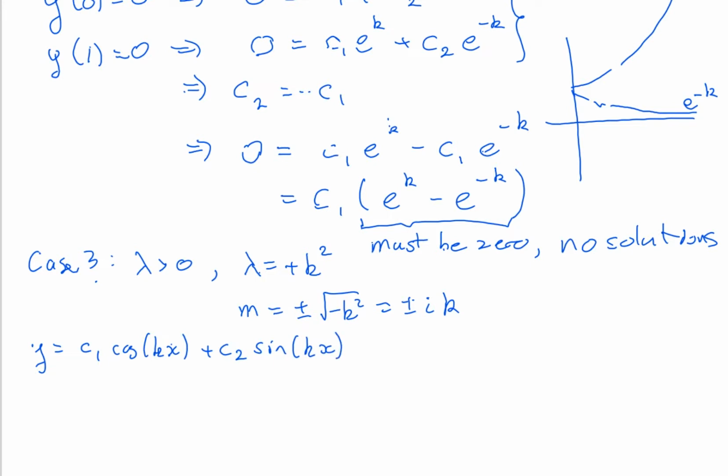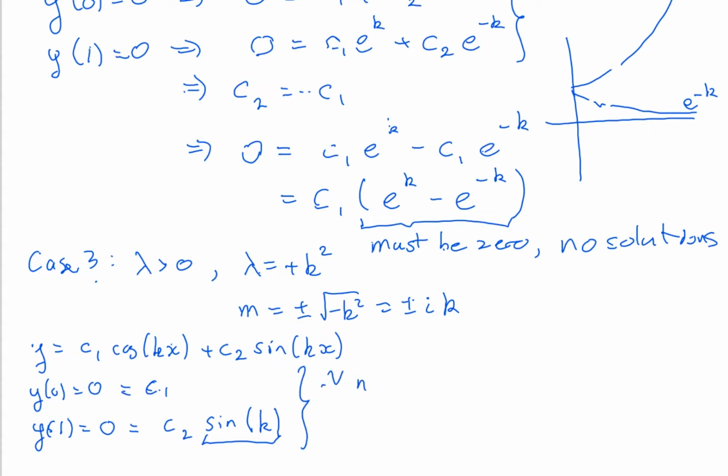Are there any solutions that satisfy y of 0 equal to 0 and also y of 1 equal to 0? Well, let's see. Y of 0 equals 0. Plug in x equals 0, cos of 0 is 1, sine of 0 is 0, I get c1. Plug in x equals 1. Well, I already know that c1 equals 0, so I'll skip that term. I get c2 sine of k. Are there any values of k that make this term equal to 0 so that c2 can be non-zero?